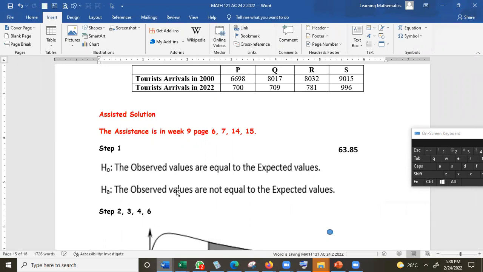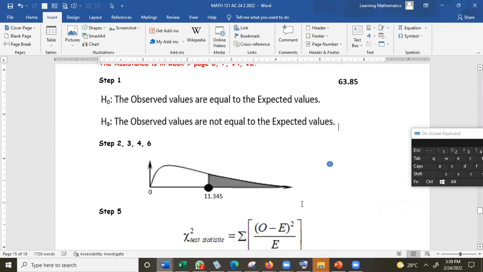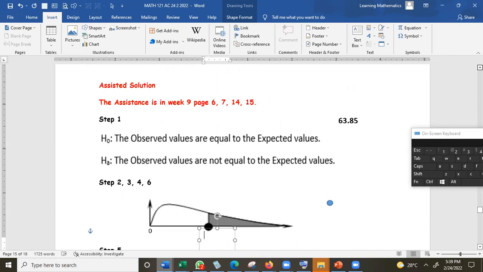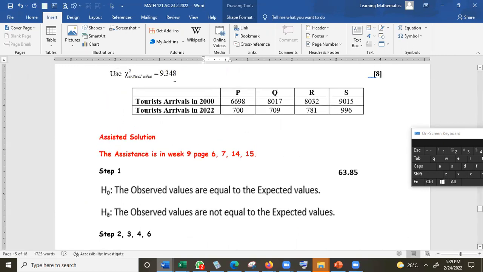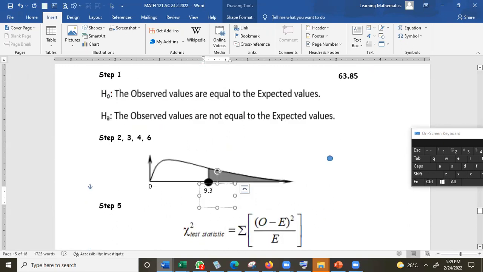So we're going to see if it's the H0 or the HA. Step number 2, 3, and 4. The curve is right tail. The rejection region is on the right. The critical value is a positive number on the right, 9.348. This will be provided to you, 9.348, because it's a critical value approach.